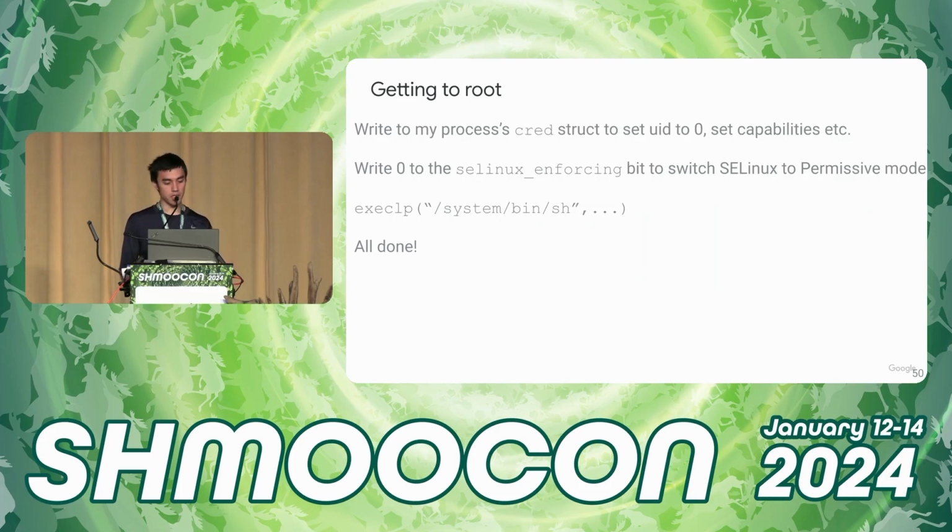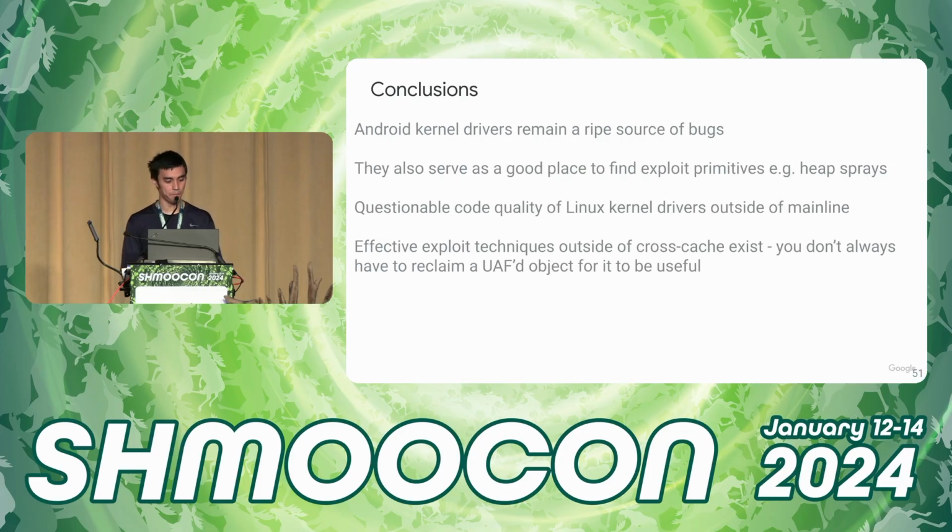Finally, the goal is to get to root. That's what we're all here for, after all. To do this, I just write to my own process's cred struct to set the UID to 0. Because of Android, I also need to set some capabilities as well. And finally, using my arbitrary write, I write 0 to the SELinux enforcing bit to switch SELinux to permissive mode. And finally, I will exec /system/bin/sh, and we're all done. I have a root shell.